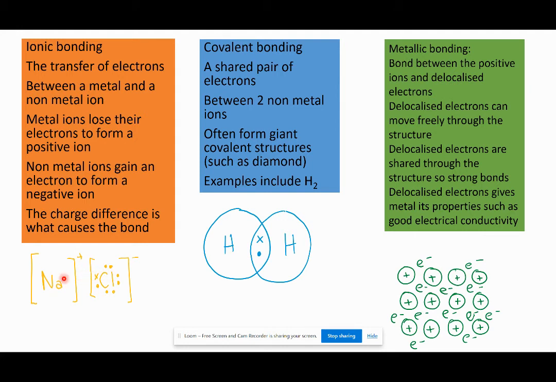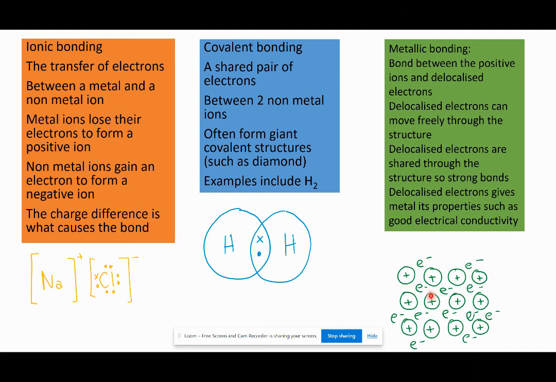So again, charge difference is a really, really strong bond. Covalent bonds, again, slightly not quite as strong, but still very strong. The shared pair, it's quite difficult to break. Obviously, things like hydrogen, oxygen, O2, they all exist as diatomic molecules. And again, that's this shared pair of electrons. So it's not an easy bond to break.